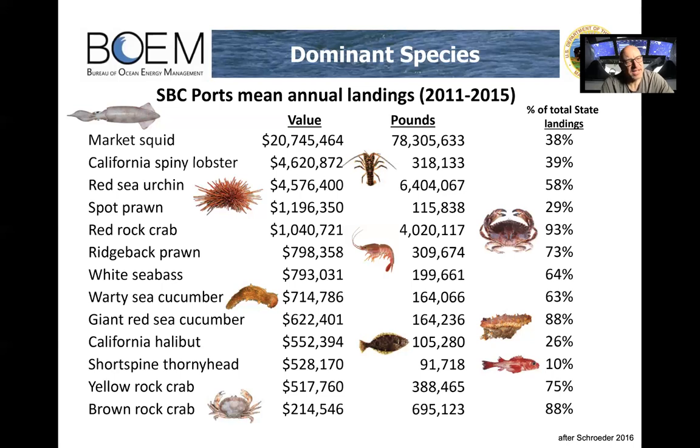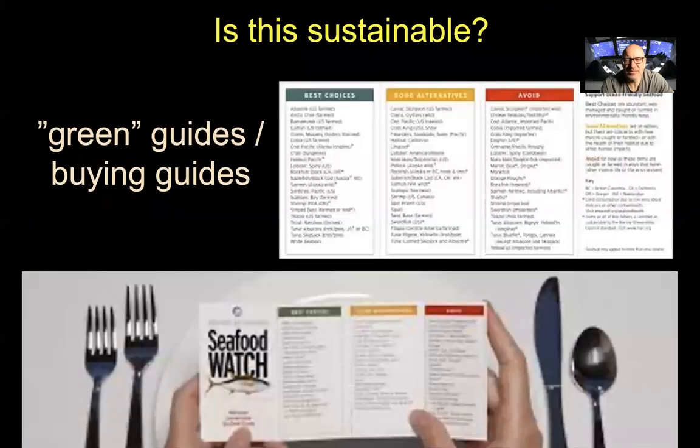Spot prawns are a kind of small shrimp. Rock crab is, you know, crab. It's pretty obvious, but relatively large claws. Another type of shrimp is the ridgeback prawn. White sea bass is, right, that big fish.